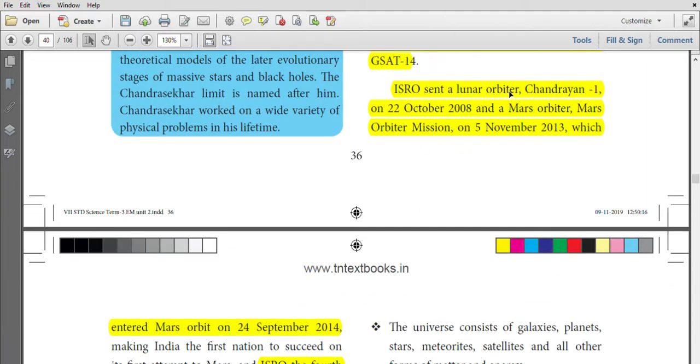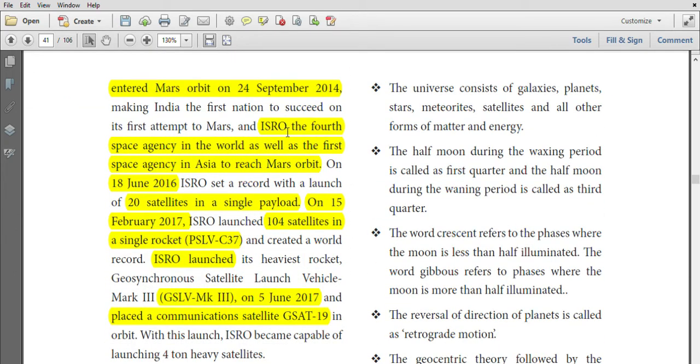ISRO sent a lunar orbiter, Chandrayaan-1, to the moon on 22 October 2008. Then it sent a satellite to Mars on 5th November 2013, which entered Mars orbit on 24th September 2014. ISRO is the fourth space agency in the world, and the first space agency in Asia, to reach the Mars orbit.